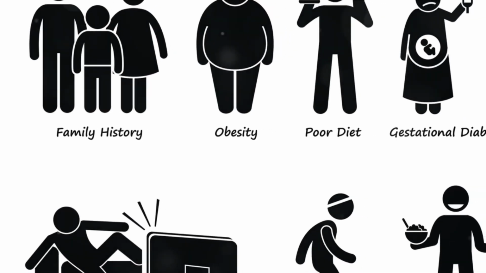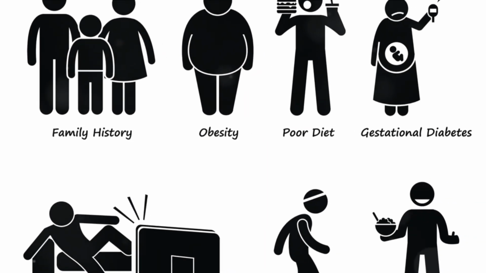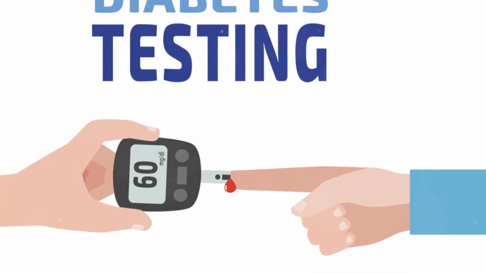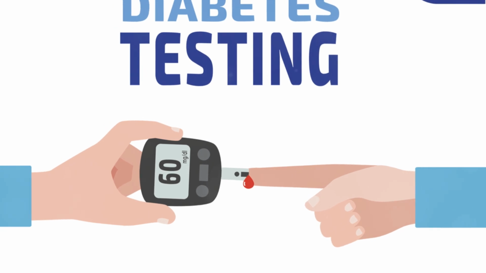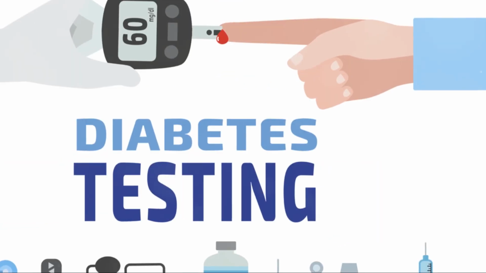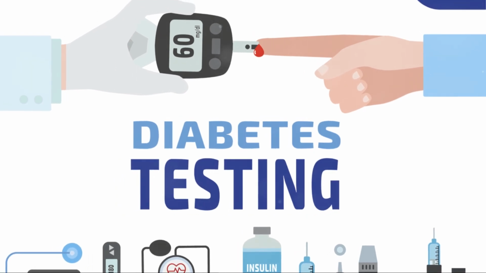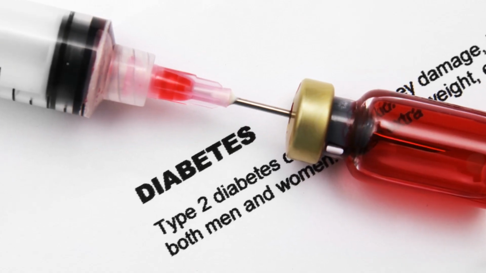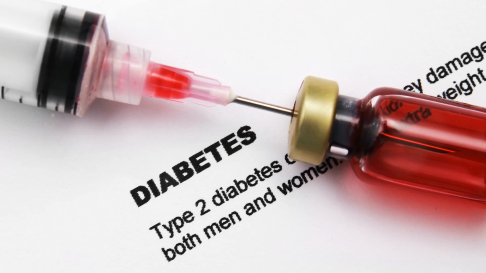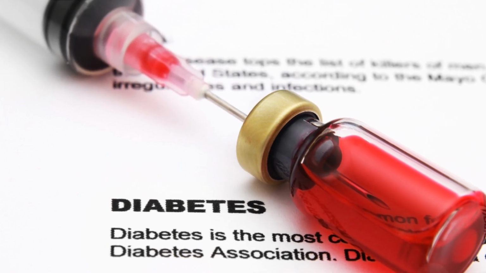Then we have type 1 diabetes, which is an autoimmune disease. In this type, your immune system turns against your own body and starts attacking and destroying the insulin-producing cells in your pancreas. Lastly, there is gestational diabetes, which develops exclusively during pregnancy and typically disappears once the baby is born.